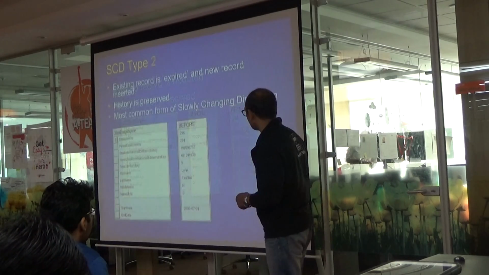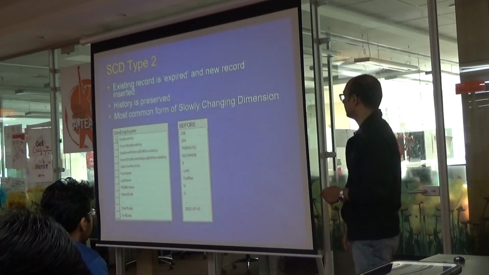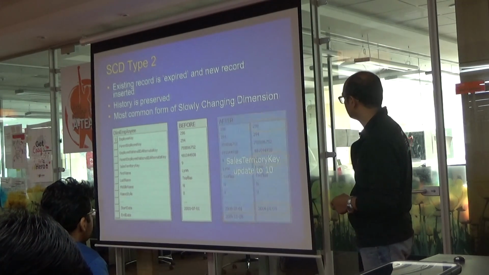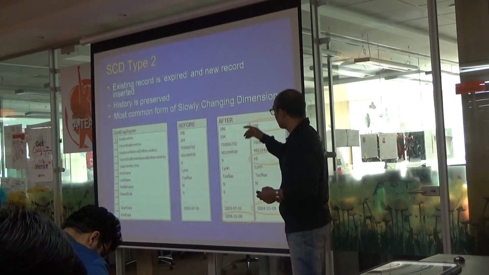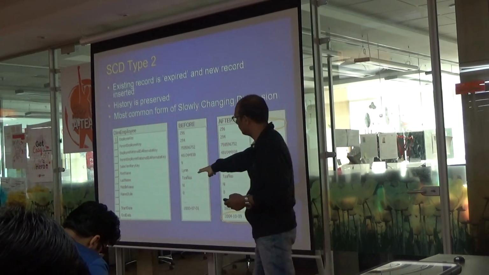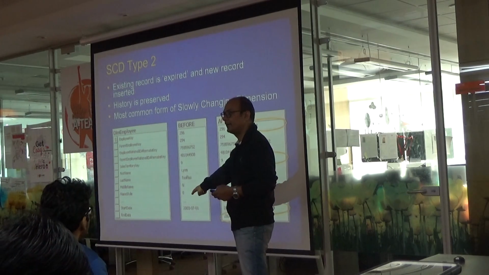Now, if somebody asks for the historical information, what you can do is have 2 more columns, 2 more attributes, a start date and an end date.